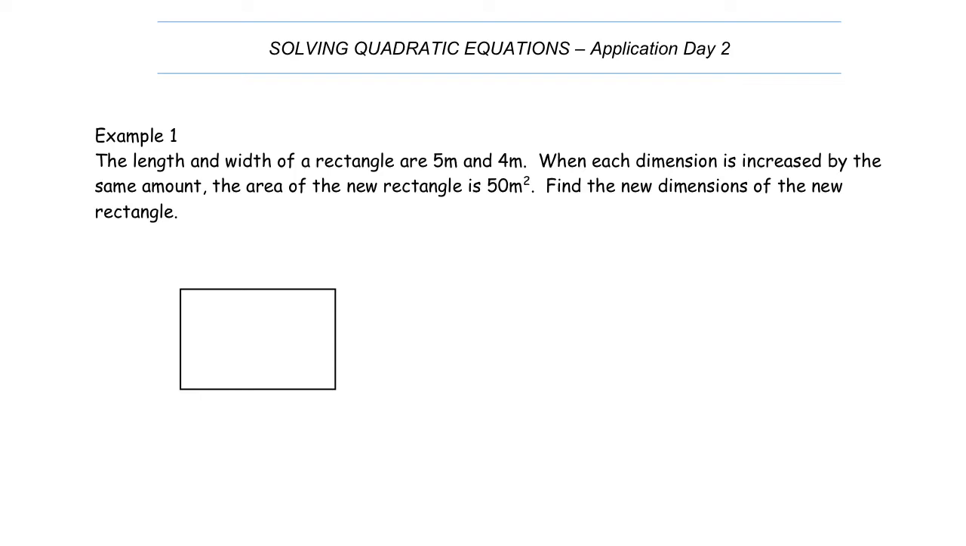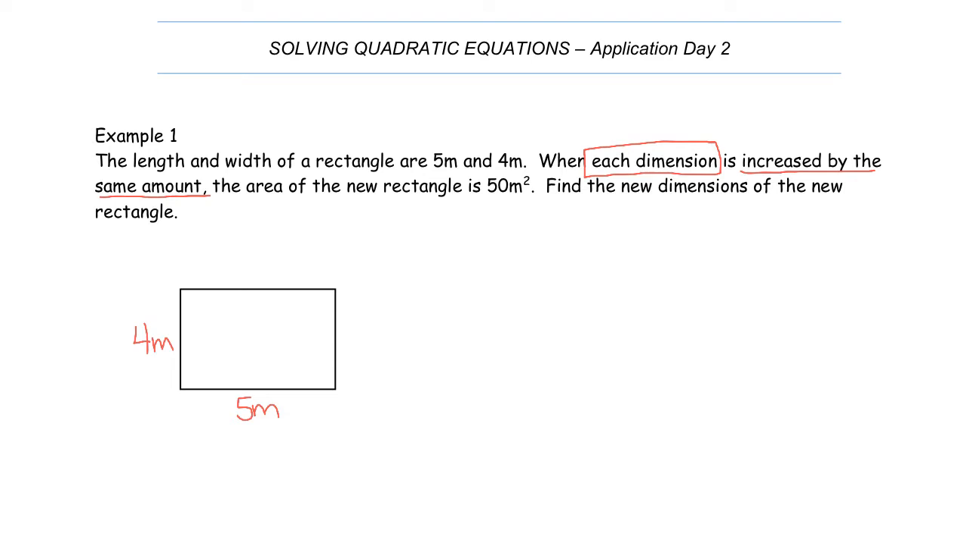Let's take a look at this first one where we have a given length and width of a rectangle. So the given length and width are 4 meters and 5 meters. So I'm going to go ahead and add that to my diagram here. I know that this is 5 meters, this is 4 meters. When each dimension, so that means each dimension, the width and the length, is increased by the same amount, the area of the new rectangle is 50 meters squared.